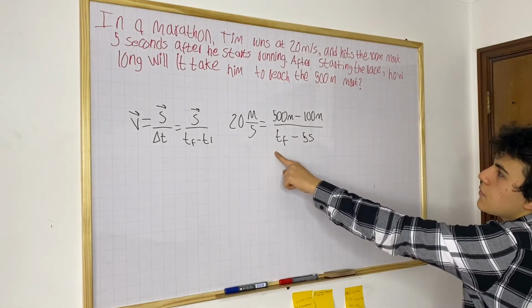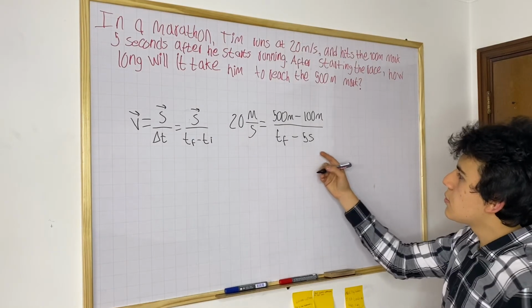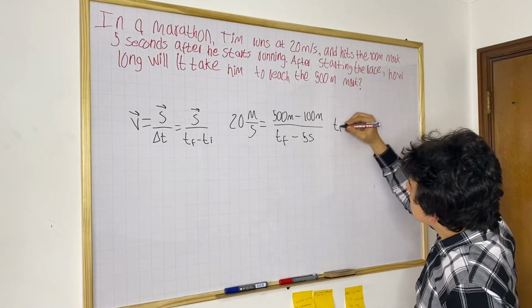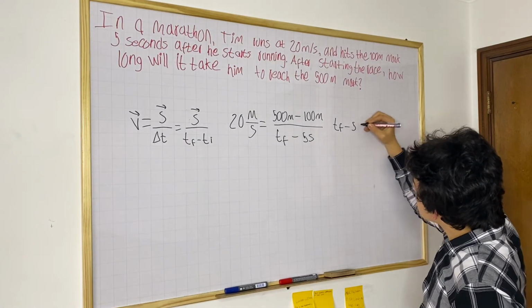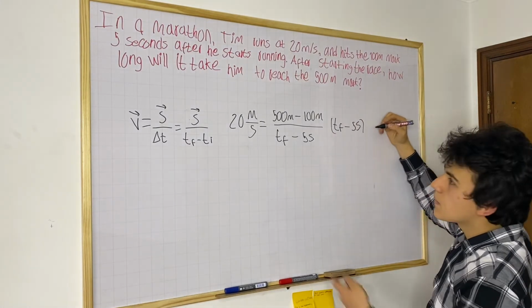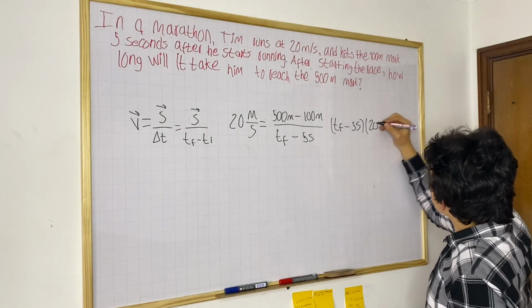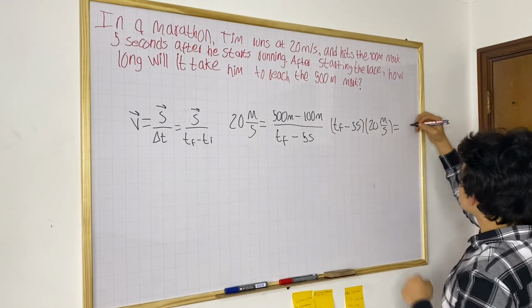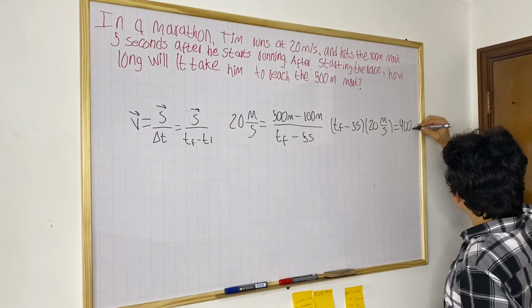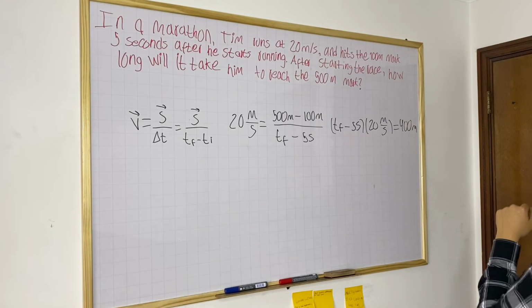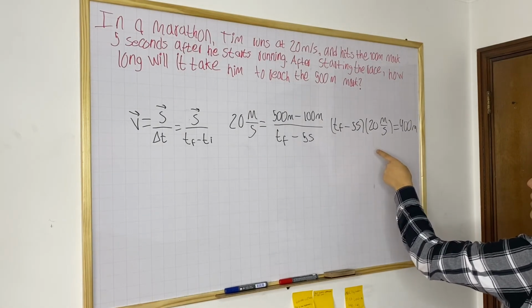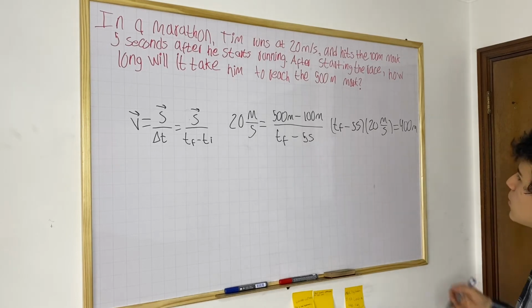And now we need to solve for TF. So in this case, we need to move the entire denominator to multiply. So we would have TF minus 5 seconds multiplied, and this is equal to 400 meters. Cool. Now we need to find TF, so I'm going to divide by 20 meters per second on both sides, and then add 5 seconds.